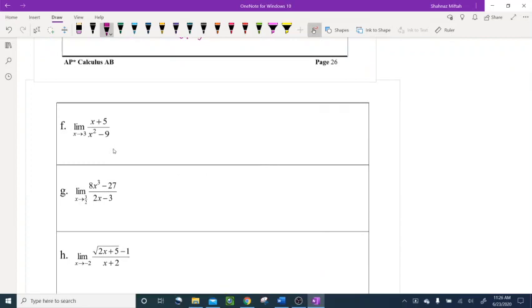Now, if you pay attention to that one, I'm going to plug in 3. I am getting, look, 3 plus 5 is 8, and 9 minus 9 is 0. So I'm getting undefined, which means we look arbitrarily close from the left and from the right of 3. That's what we are going to do. So let's try. I'm going to get the limit as x approaches 3 from the left, and the function that I have is x plus 5 over x squared minus 9.